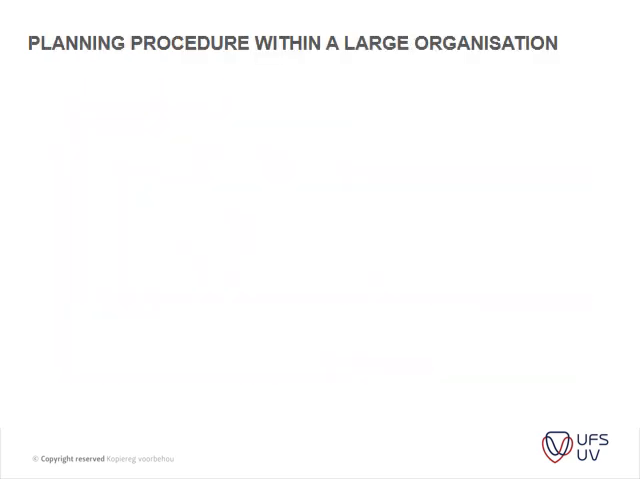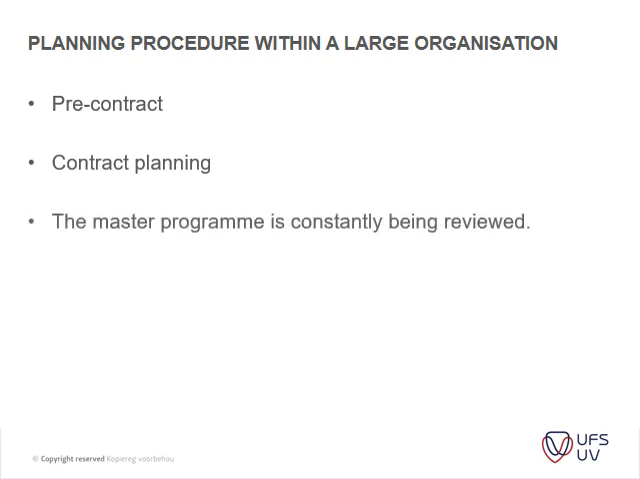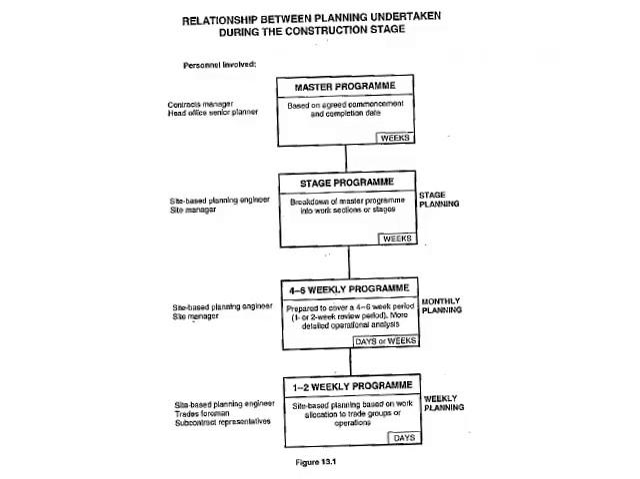Okay. Then planning within a large organization. We've got your pre-contract planning, you've got your contract planning, and then you've got your master program that is constantly being reviewed. Okay, then we've got this little diagram, figure 13.1 on page 272.